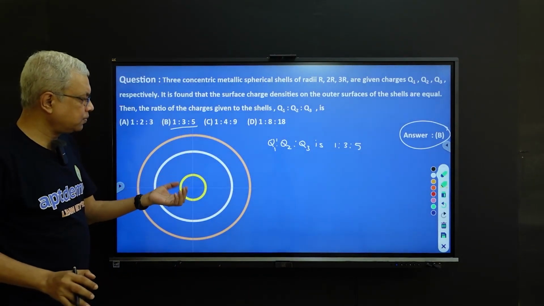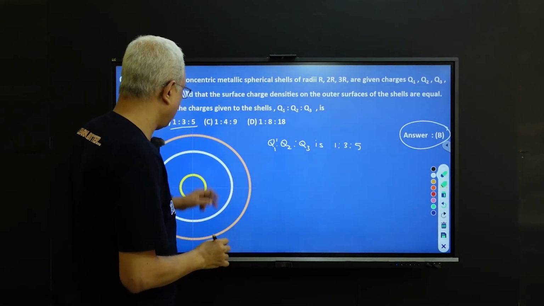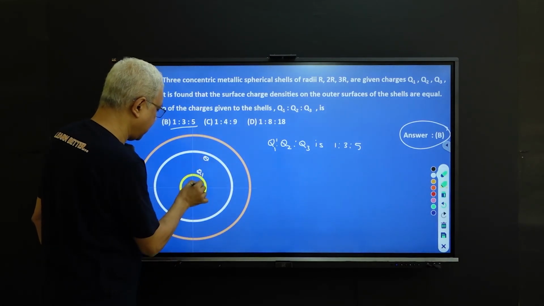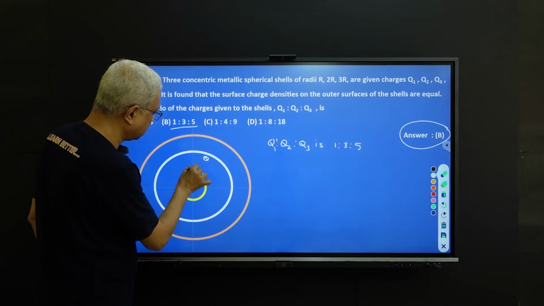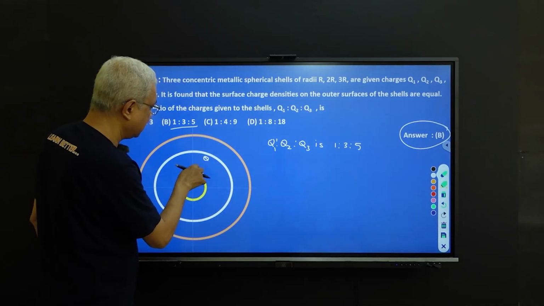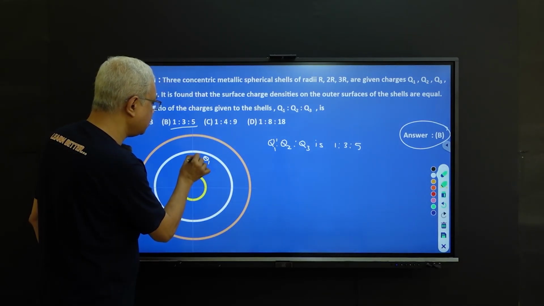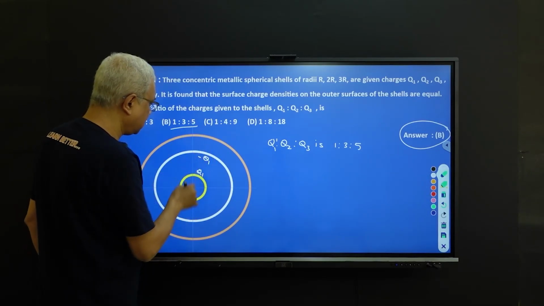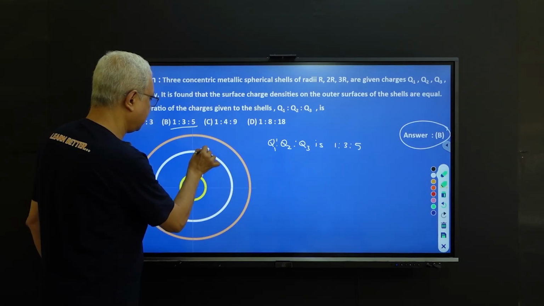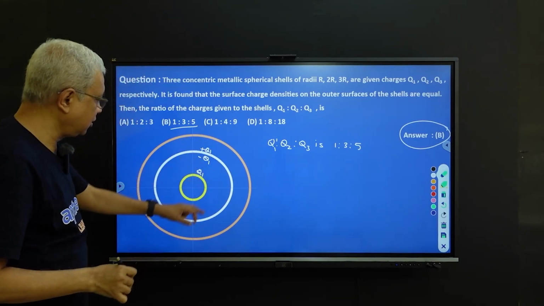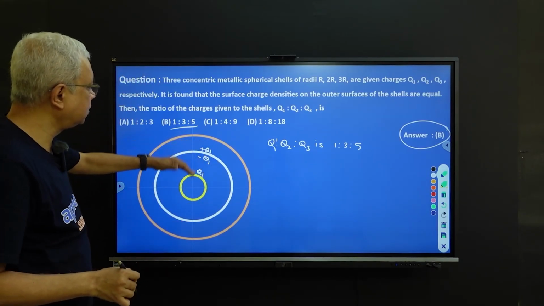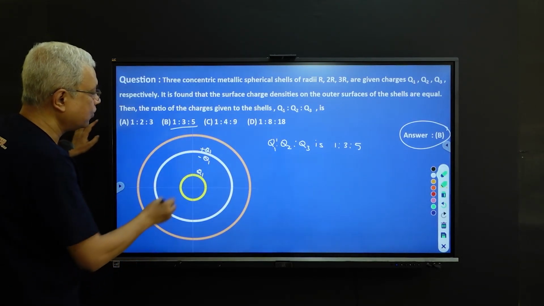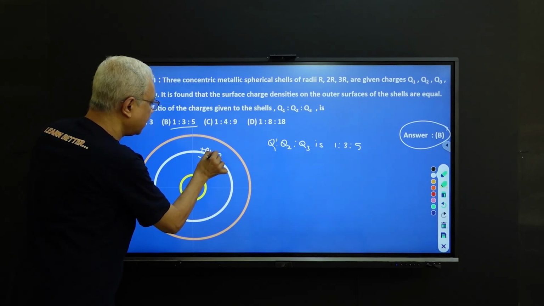So the basic principle is that whenever I give a charge Q1, the entire charge will reside on the outer surface of the inner sphere, and it will induce a negative Q1 charge on the inner surface of this spherical shell, and there it will be Q1. And this charge distribution is consistent with the idea that inside the metal there will be no electric field. We have given charge Q2 over there.